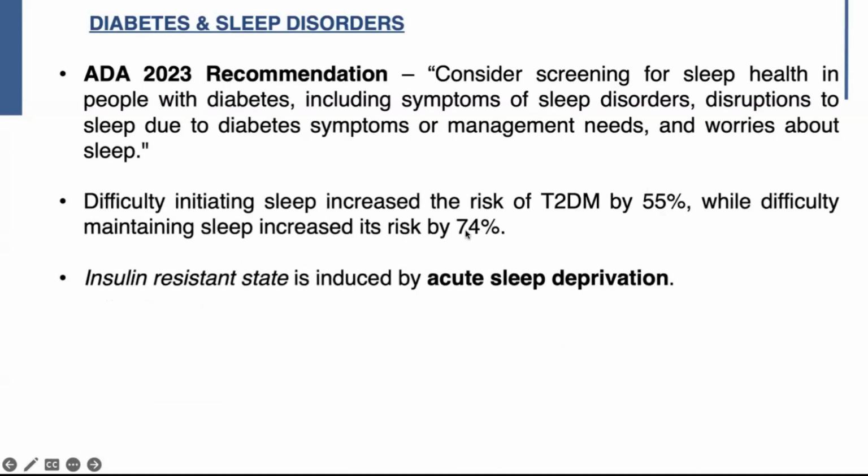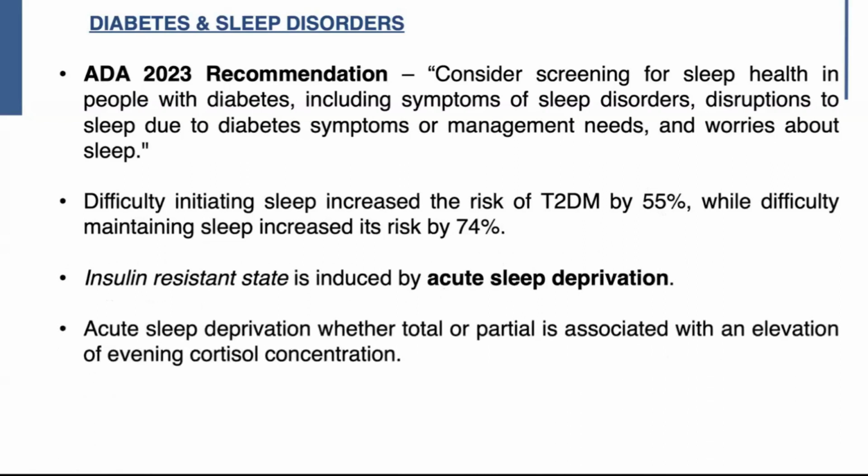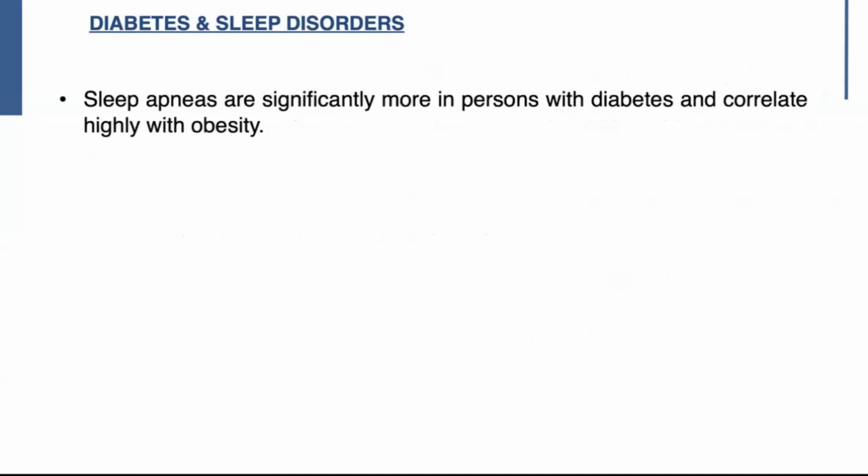In one of the studies, it was found that patients with type 2 diabetes mellitus had difficulty in initiating sleep, and this risk was increased by as much as 55%, whereas the difficulty in maintaining sleep increased the risk by 74%. And acute sleep deprivation also leads to an insulin resistant state. And acute sleep deprivation, whether total or partial, is associated with an elevation of evening cortisol concentration.